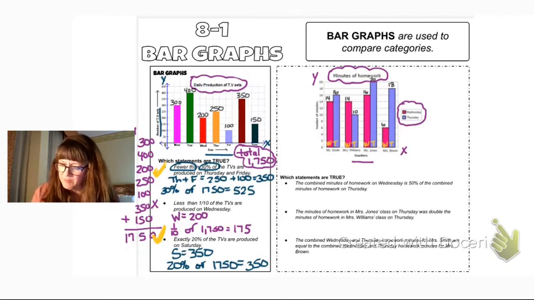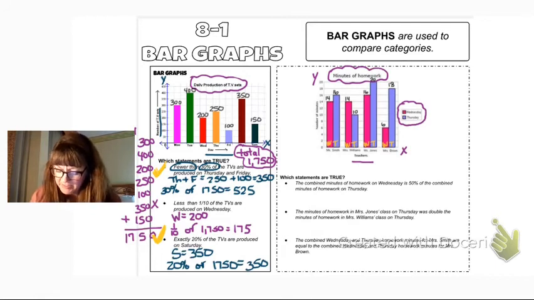Now, a couple of things that we might want to do here. We could add up all of those to get a total number of minutes. And we could add up all the Wednesdays and get a Wednesday total. We could add up all the Thursdays and get a Thursday total. We could add up Wednesday and Thursday for each teacher and get their total for those days. So there are lots of pieces of information that we could pull from what we have right here.